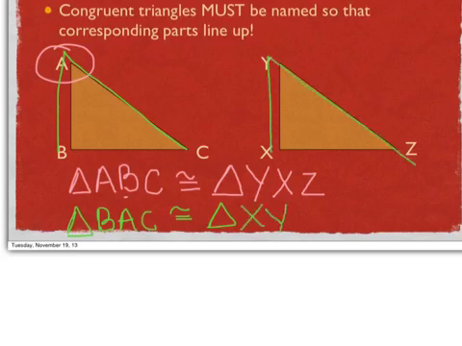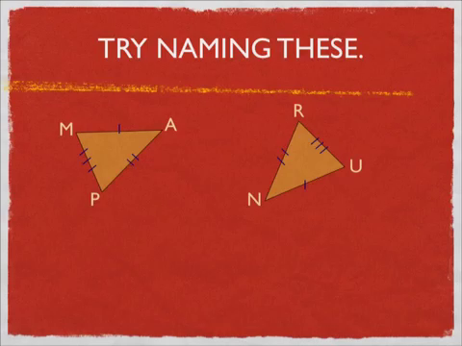I'm going to give you guys a tricky one. Try naming these. Now these ones are a little bit harder because one has been turned over from the other one. Okay? Darian, name that first triangle for me. AMP. Okay. Triangle AMP.